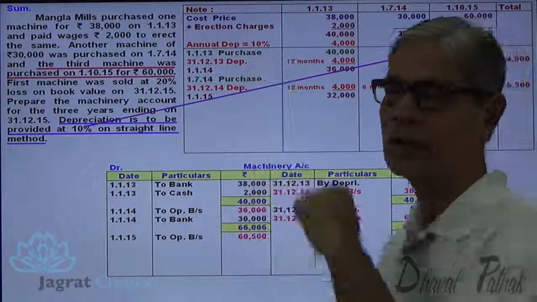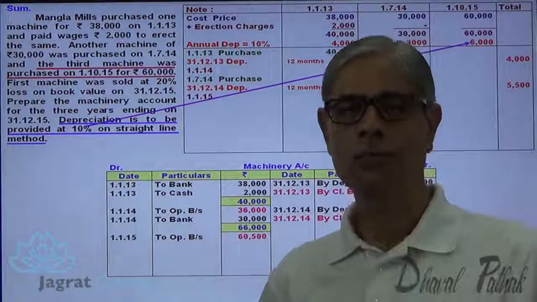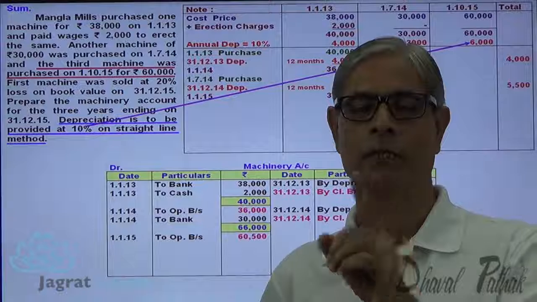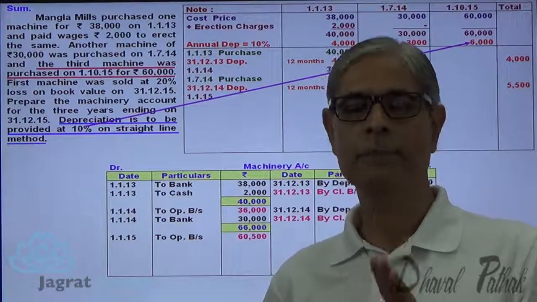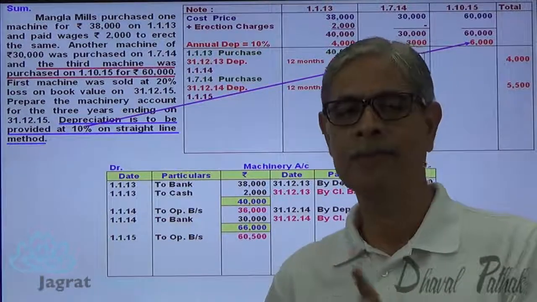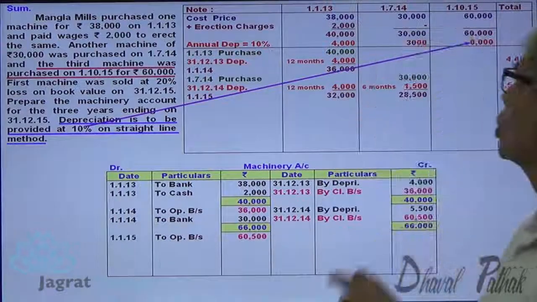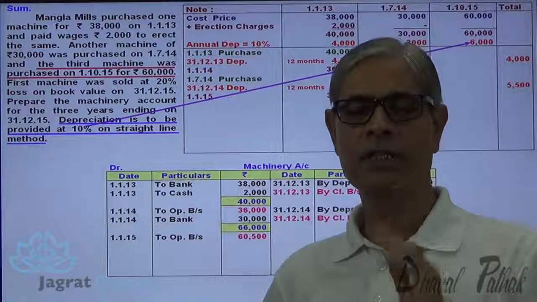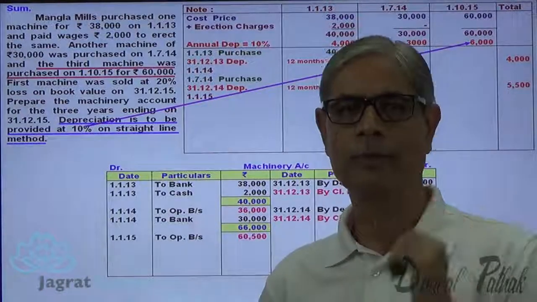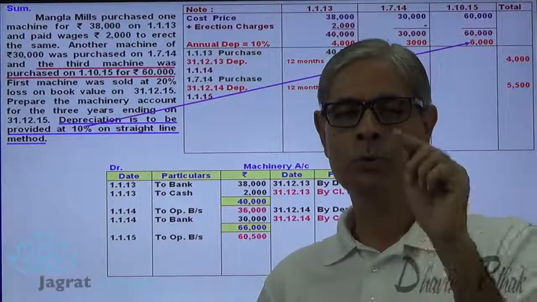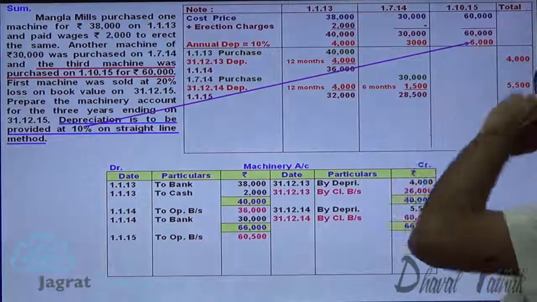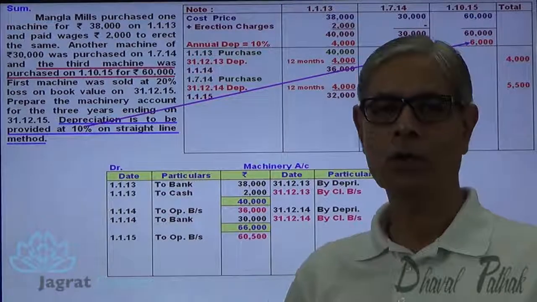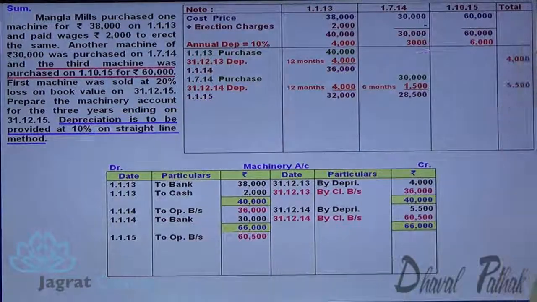Now machine is purchased on 1/10/2015, 1st of October. So October, November and December, 3 months depreciation will be calculated for the year 2015 because machine has been used only for 3 months in 2015. So annual depreciation, 12 months depreciation is 6,000. What is the depreciation for 3 months? 3 months is a 1/4 portion of the annual 12 months. So 1/4 of 6,000, 1,500 is the depreciation on this third machine for the year 2015.